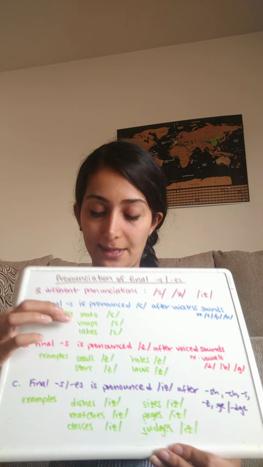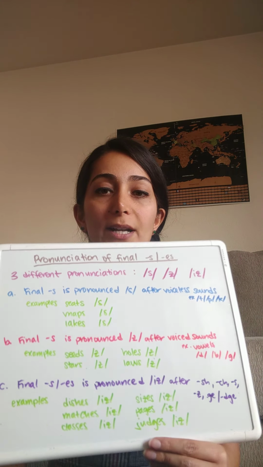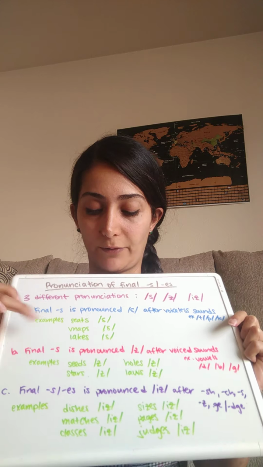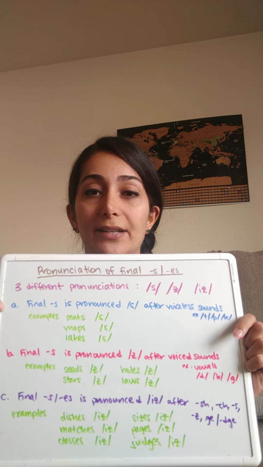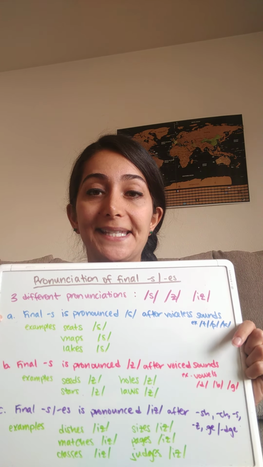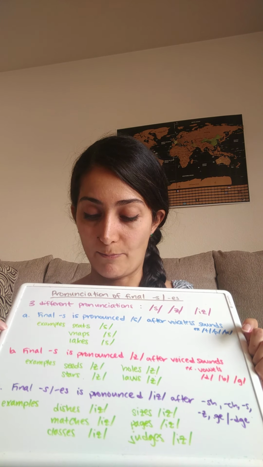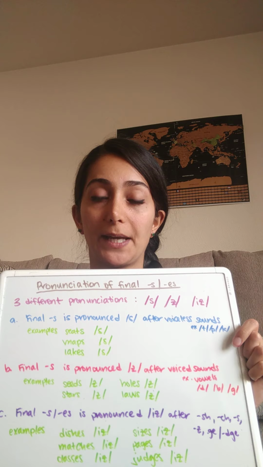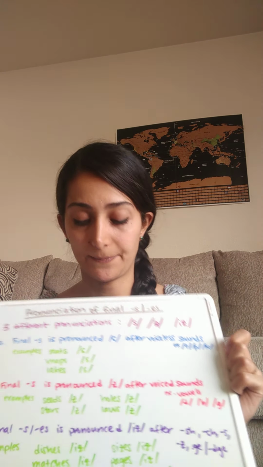So let's see again the difference between the s pronunciation and the z. We have seats versus seeds. Seats, seeds. Maps, stars. So it's an s versus a z.